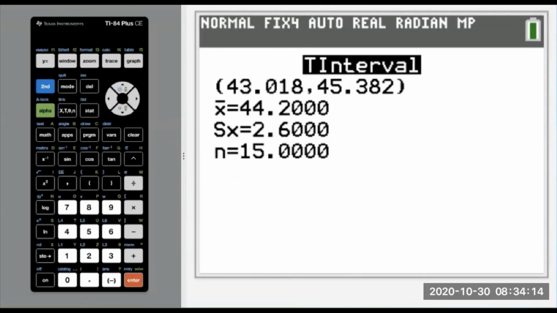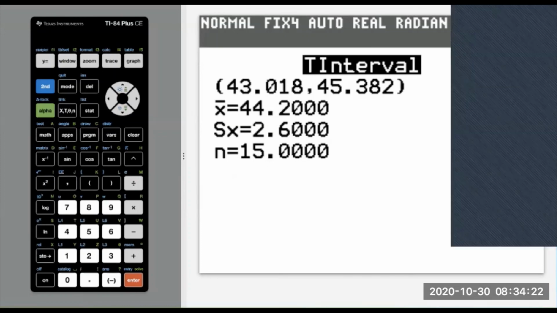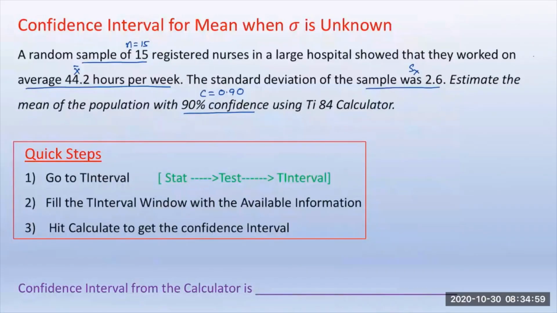And we got the confidence interval here. It is 43.018 up to 45.382. So from the calculator, we got the confidence interval as 43.018 up to 45.382. That means with 90% confidence, we can say that the mean number of hours the registered nurses work per week is 43.018 hours up to 45.382 hours. So that is the end of this video.